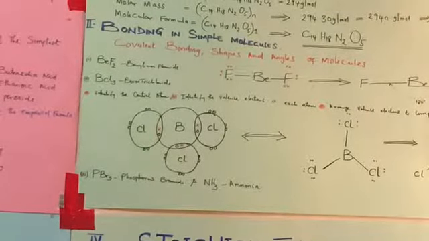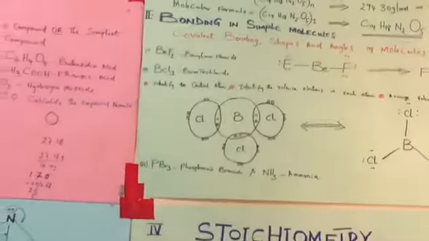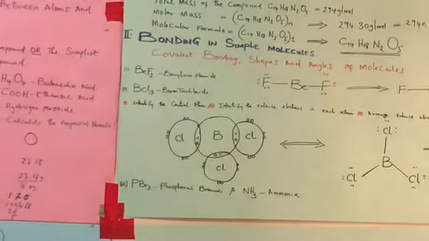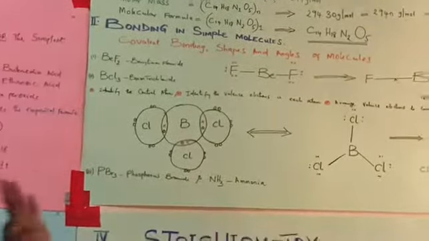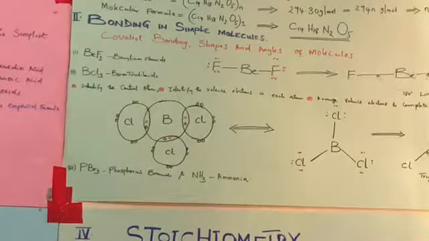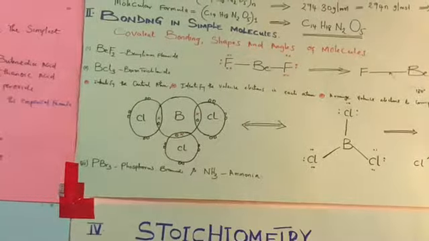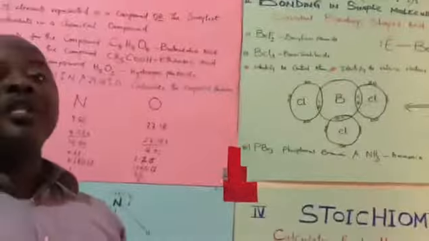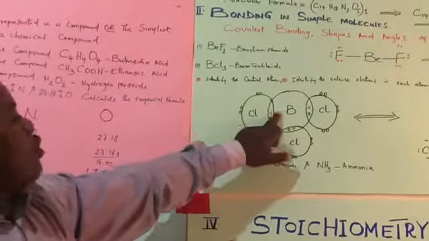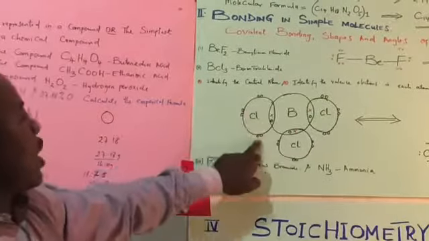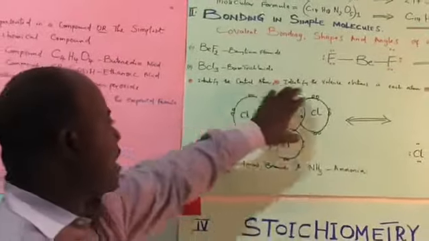Another good example is boron trichloride, BCl3. There are three atoms of chlorine involved, and one atom of boron, which is the central atom. Boron has three valence electrons and needs to share them. Chlorine has seven electrons and needs one extra electron from boron to complete its octet. Therefore, chlorine will share with boron. Boron donates one, and the chlorine donates one. Now chlorine has 1, 2, 3, 4, 5, 6, 7, 8. The octet is full. This chlorine is stable.